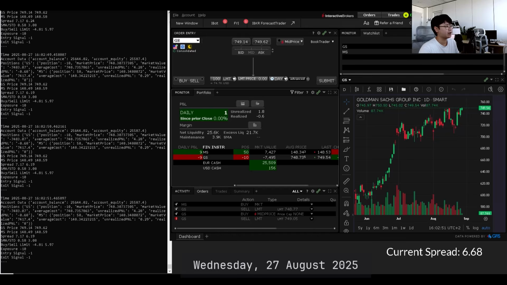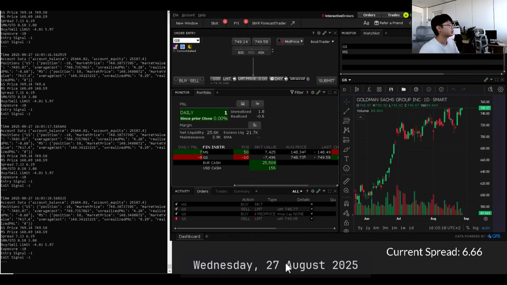Hello everyone, and finally we managed to open a trade on the 27th of August. So today is Wednesday, and about half an hour after the US market opened, the current spread is now at 6.68, which is on the higher level, which means that this is our short signal. So we are currently short 10 stocks on GS and 50 stocks long on MS.